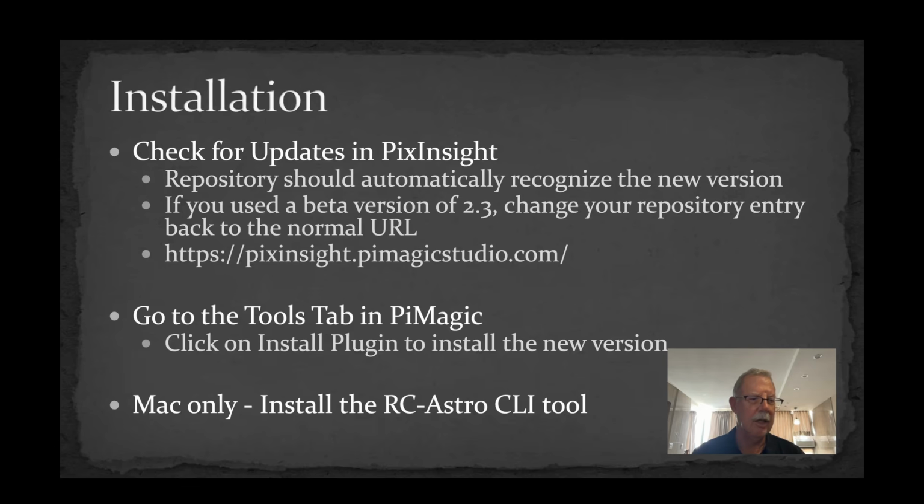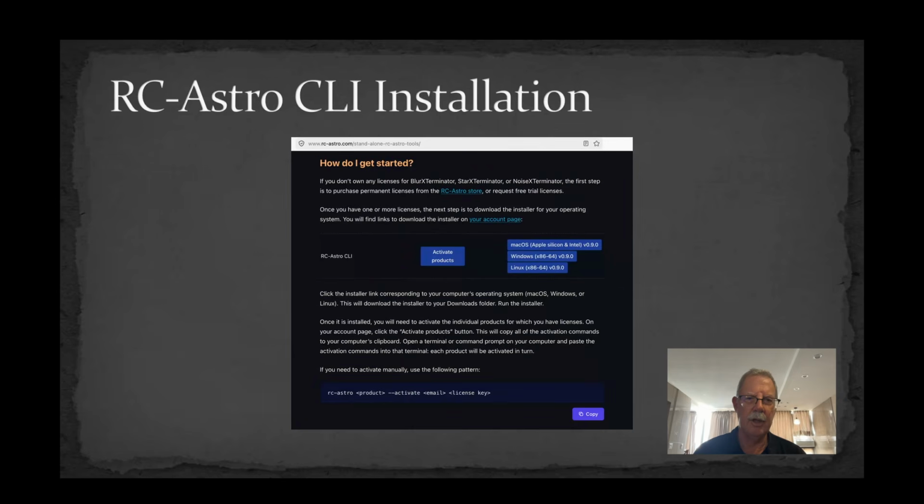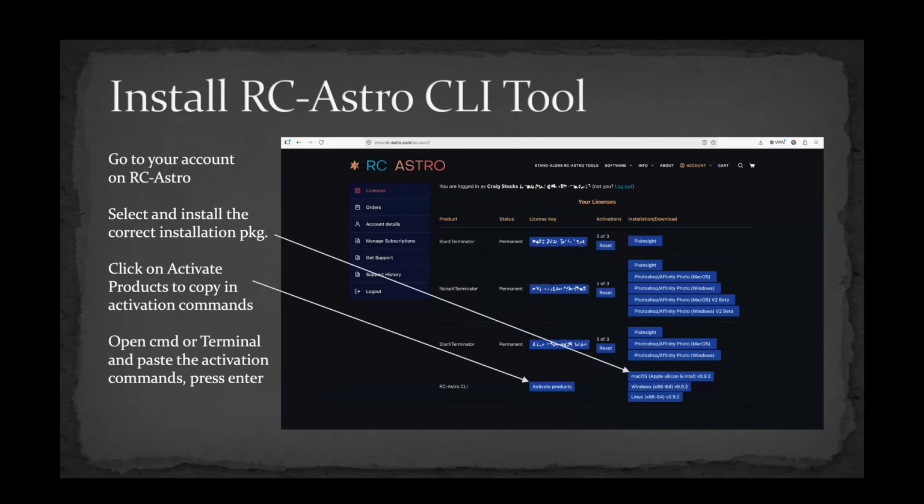And on Mac only, you do need to install the RC Astro command line interface tool. It's real straightforward. There are very detailed instructions on the RC Astro website, but just in general what you'll do is log into your account and go to your account and licenses page. On that page, if you look down at the bottom, you'll see the RC Astro CLI. Sometimes it's referred to as standalone, sometimes it's referred to as CLI. They mean the same thing.